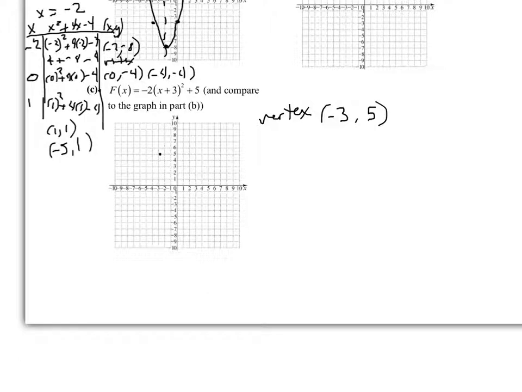So I know one point that is on my parabola. Here's the other thing I already know before I've plugged anything into my equation. I know where the axis of symmetry is, because remember that axis of symmetry has to pass through the vertex. So whatever the x value is in the vertex, my axis of symmetry will be x equal to that value. So in this case, x equals -3. And I'm going to put that dashed line because it will help me with my graphing.